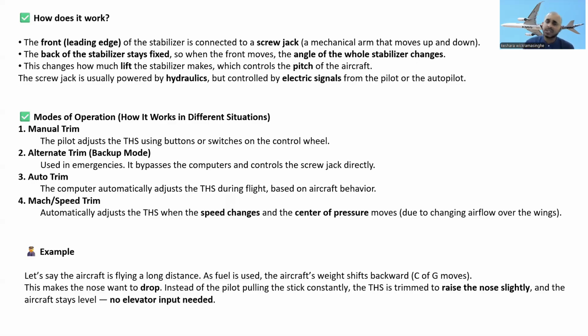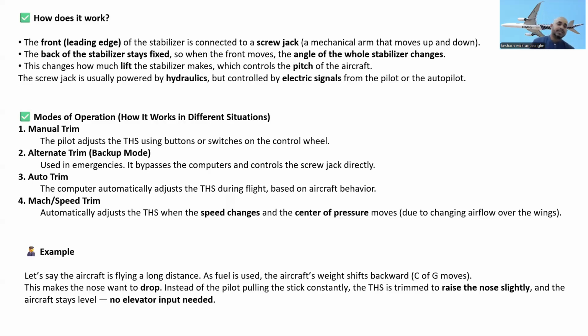So, modes of operation, how it works in different situations. Manual trim: the pilot adjusts the THS using buttons or switches on the control wheel. Alternate trim is the backup mode, used in emergencies; it bypasses the computers and controls the screw jacks directly. Auto trim: the computer automatically adjusts the THS during flight based on aircraft behavior. And Mach or speed trim automatically adjusts the THS when the speed changes and the center of pressure moves due to changing airflow over the wings.